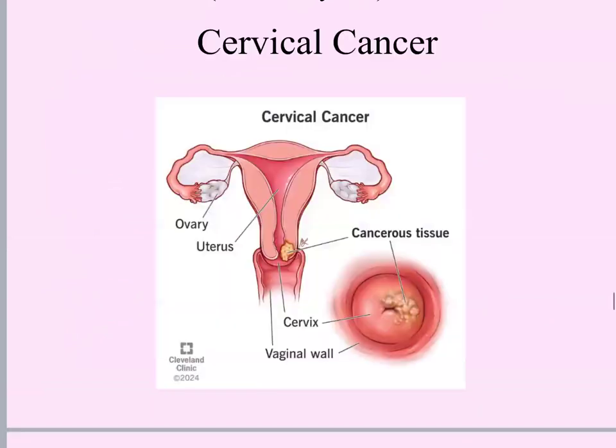Okay, cervical cancer. Remember, the cervix is the bottom of the uterus. It is that part that protrudes into the vaginal vault. And you can see there's that picture of cancerous tissue. Cervical cancer is a malignant tumor that develops in the cells of the cervix. And the most common part for it to begin is in what's called the transformation zone.